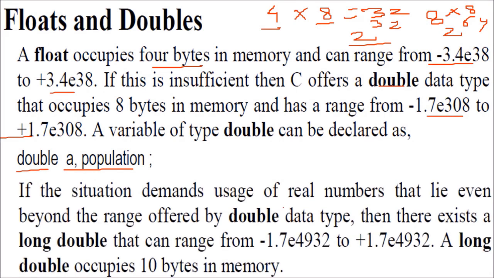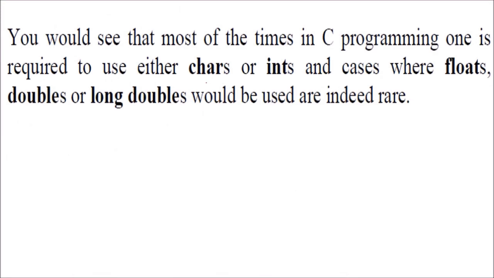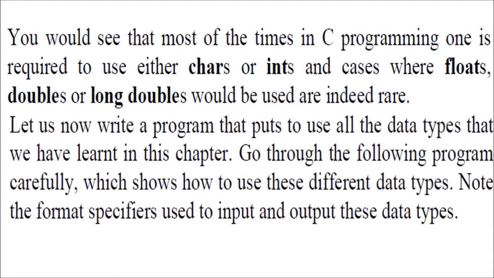Now, if you want more than that, sometimes 8 bytes is also not enough. For that, we have long double. Long double takes 8 plus 2, that is 10 bytes. 10 bytes means 10 into 8, that is 2 to the power 80. This is the range, 0 to 2^80. This is for unsigned, and if you want the signed one, just divide it in half. So this is the negative and positive range for long double. So this is how char, int, float and double can be used.